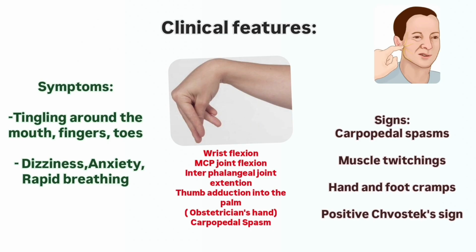The carpopedal spasm means there is wrist flexion, then metacarpophalangeal joint flexion, then extension of the interphalangeal joints, and the thumb is adducted into the palm. These four features combined are called carpopedal spasm or obstetrician's hand. Then muscle twitchings will be present, hand and foot cramps can be seen, and a positive Chvostek sign. If we tap the facial nerve near the ear, there will be twitching of the facial muscles, which can be seen at the corners of the mouth, the nose, the eyelids, and the lip.